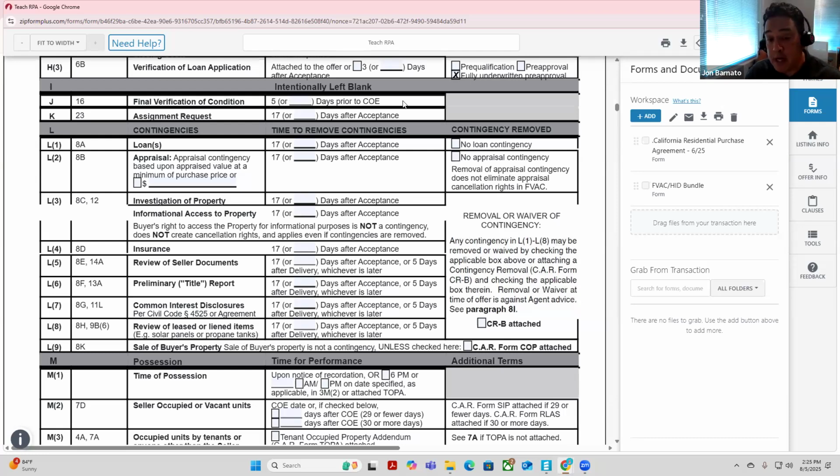What do you do on a final verification of condition? Anyone know? What are the two things you're responsible for doing on the final verification of condition, 5 days before close? Anyone know? Man, this group is tough.